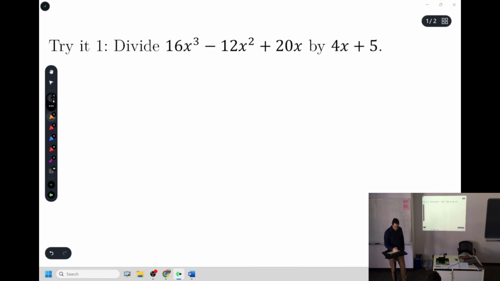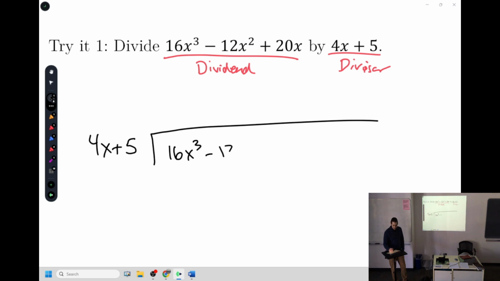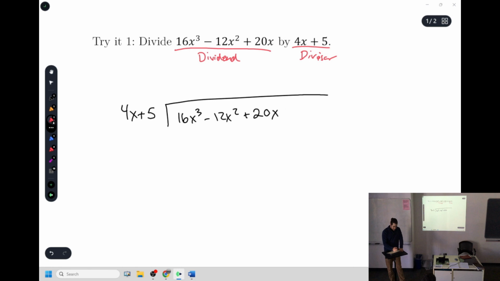Let's set it up. We're dividing the dividend, if I'm not mistaken. It's hard. These are hard to remember. The dividend by the divisor, which means we're going to put 4x plus 5 on the outside and 16x cubed minus 12x squared plus 20x on the inside. And I'm going to ask you the same question we asked about that one at the very beginning. What can I multiply by to get me the first term? You're saying 4x squared? I don't believe you.